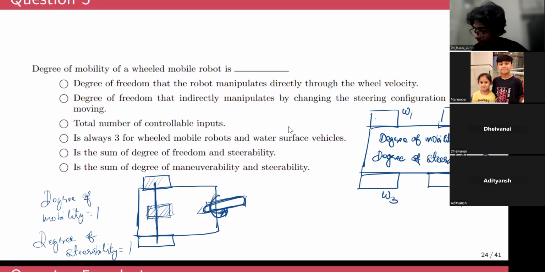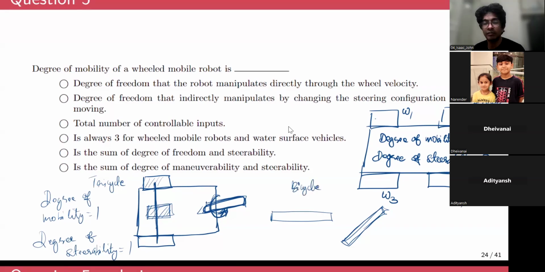And what about the case of a bicycle? This is the rear wheel. We have a front wheel like so at a different orientation. What is the degree of mobility and what is the degree of steerability? This is a tricycle. This is a 4-wheel robot. We call this skid steering, actually. We'll see this in more detail in the subsequent weeks. And this is a bicycle, actually.